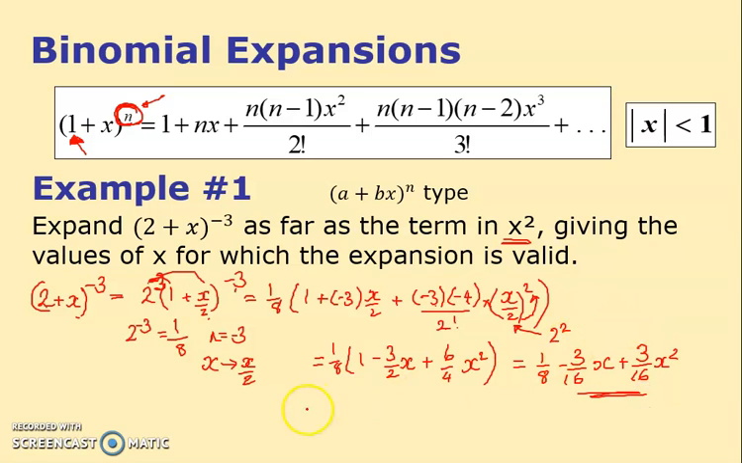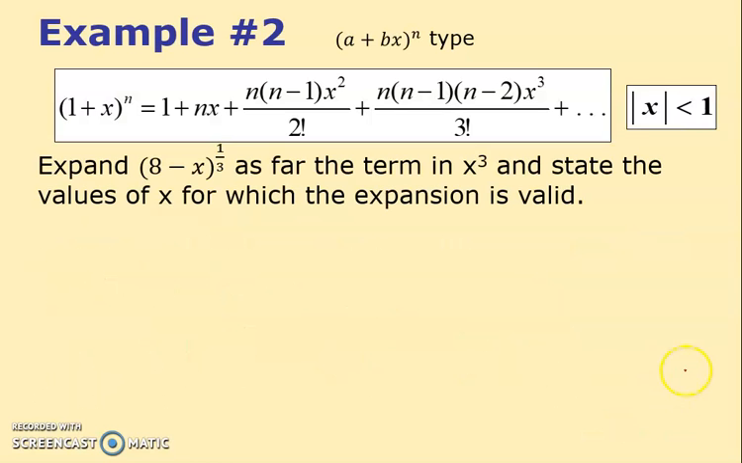Validity wise, what we've got? Well, we've got mod x over 2 is less than 1. So if I rearrange that, mod x is less than 2. And yes, it is.